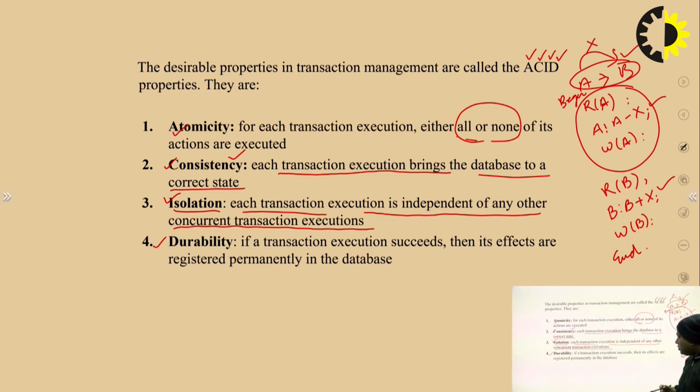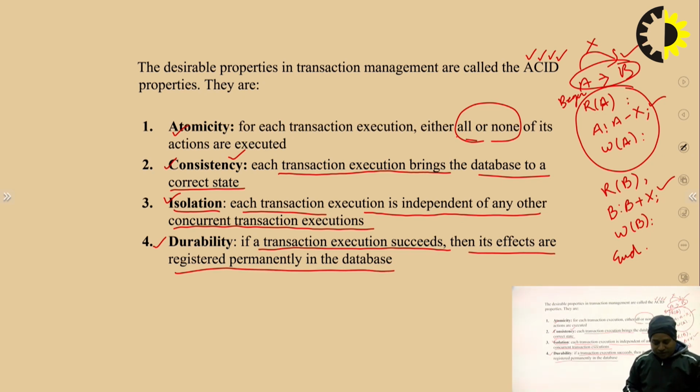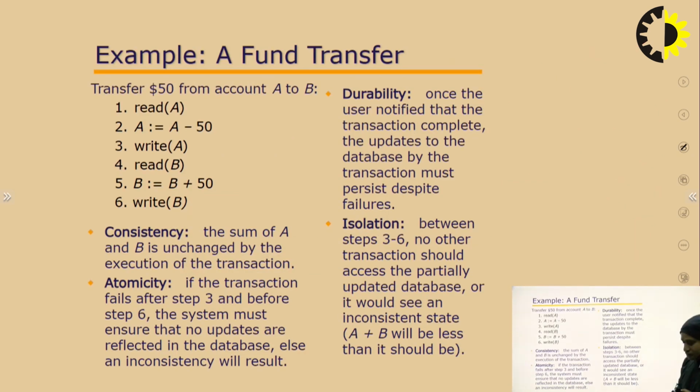Okay, so if we say the statement, if a transaction execution succeeds, then its effects are registered permanently in the database. Okay, we have already discussed it. So let us take an example, and this example as well I have discussed. This is an example. There are two data objects in the database, that is A and B.